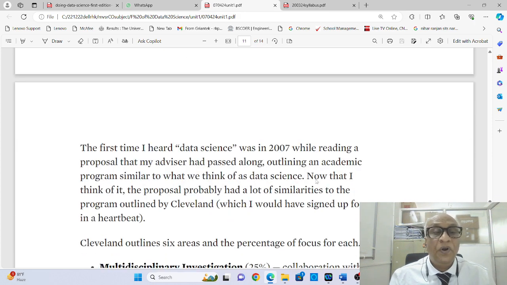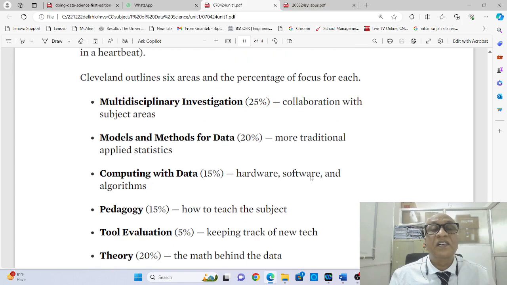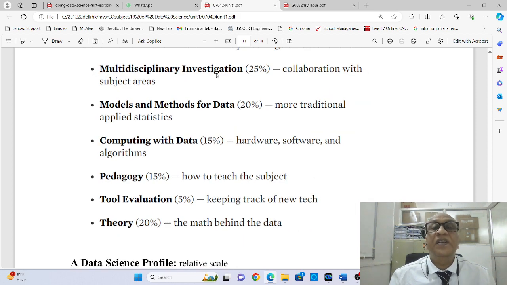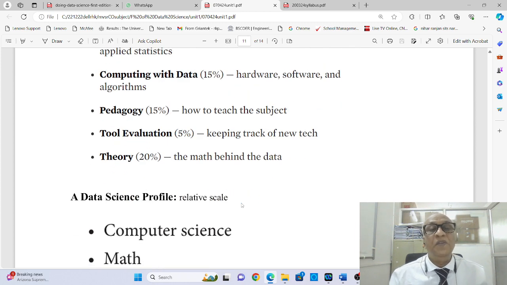And what Cleveland says is that data science comprises the following areas, with percentage of focus given: multidisciplinary 25%, models and methods for data 20%, wherein you will be applying statistics; computing with data 15%, where you will be applying software and algorithms; pedagogy 15%, how to teach this subject; total evaluation 5%, keeping track of each technology; theory 20%, the math behind the data.